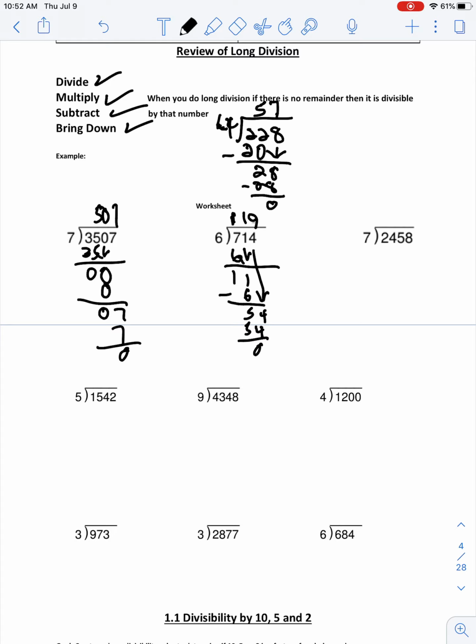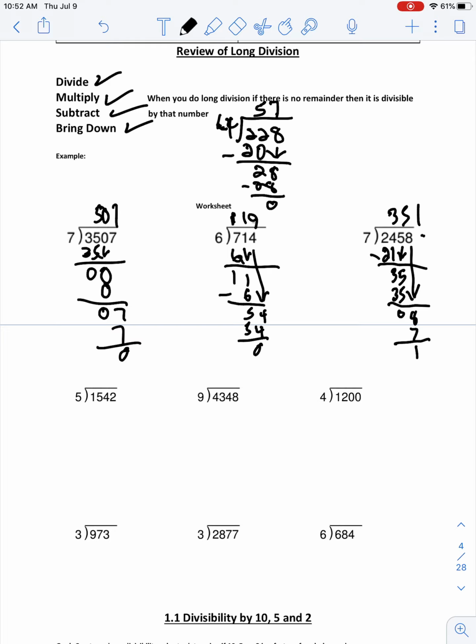Okay, 7 goes into 24 3 times for 21. I subtract, I get 3. I bring down the 5. 7 goes into 35 5 times. I get 35. I subtract 0. I bring down the 8. 7 goes into 8 one time. I get 1. And I get a remainder of 1 here. Okay?